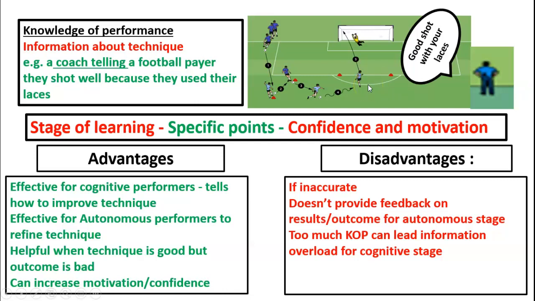That cognitive performance thinking, gee, I haven't got a clue what he just said. So if you give too much knowledge of performance, it can lead to information overload. And of course, if that happens, any of these disadvantages take place, obviously it can lead to a decrease in motivation. You could also add in confidence on there just to be safe. Okay, so hopefully you can see how that works.